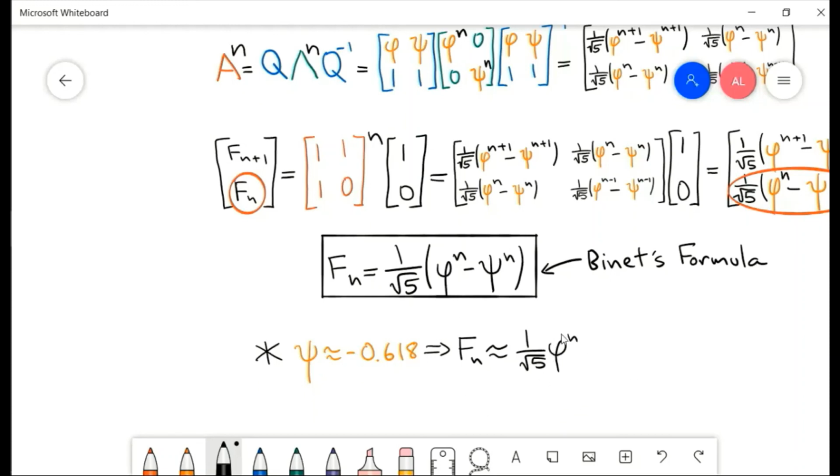So it's just another way that the golden ratio is deeply intertwined with the Fibonacci sequence.